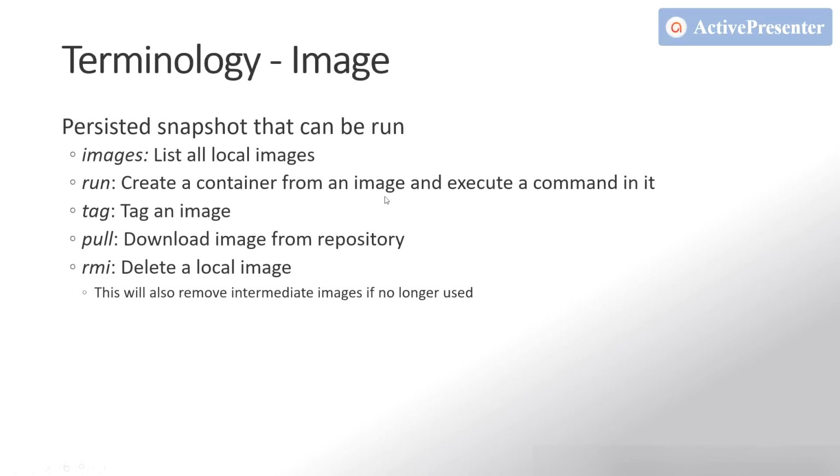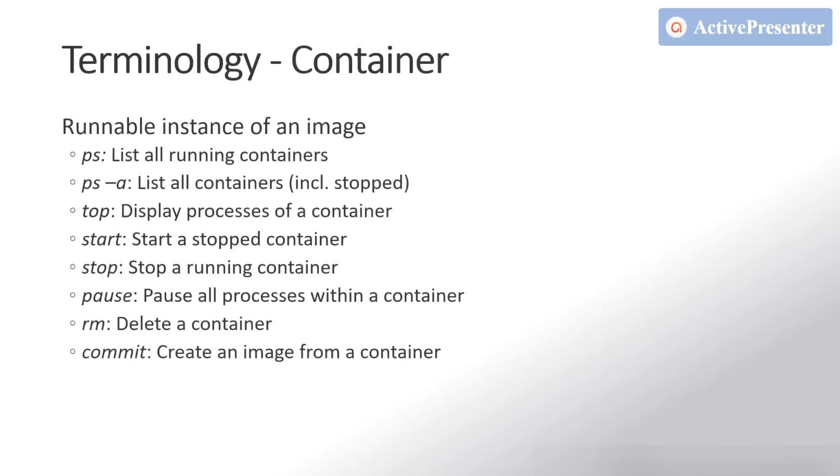Run: create a container from an image and execute a command in it. Tag: tag an image. Pull: download an image from the repository. RMI: delete a local image. These are the 5 commands which you use. Before this, the command you use is docker. I mean, you say docker images, docker run, docker tag, docker pull, docker rmi. Okay. Similarly, these are very similar to your Linux commands.